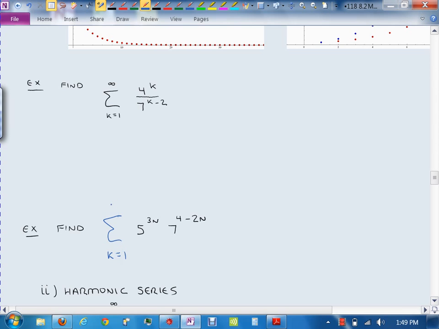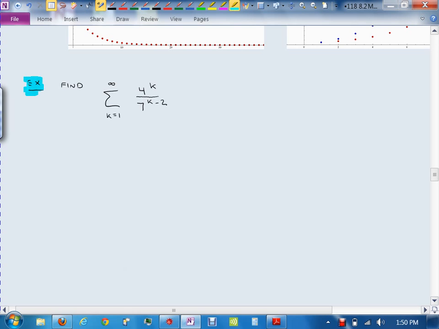Go ahead and write that one down. The top one there, the 4 to the k. All right, here we go. Find the sum of this. Can y'all read that all right? Sum k equals 1 to infinity of 4 to the k over 7 to the k minus 2.